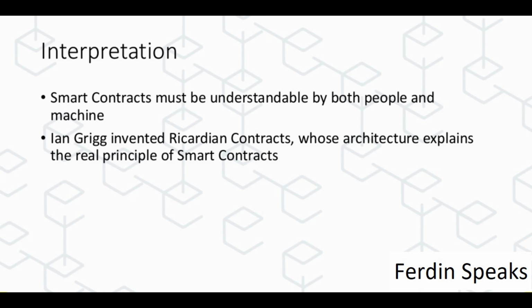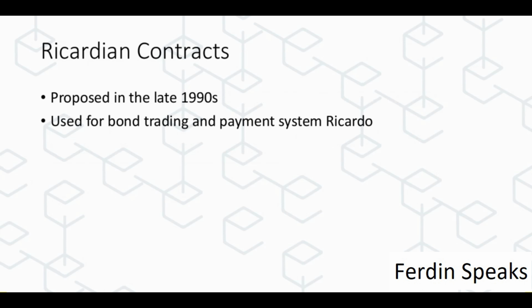Smart contracts must be understood by both people and machines. Ian Grigg invented Ricardian contracts, whose architecture explains the real principle of smart contracts. The Ricardian contract was developed in the late 1990s. It is used for bond trading and the payment system Ricardo. That's why it is called Ricardian contracts.